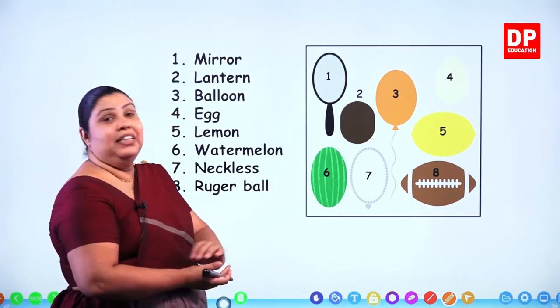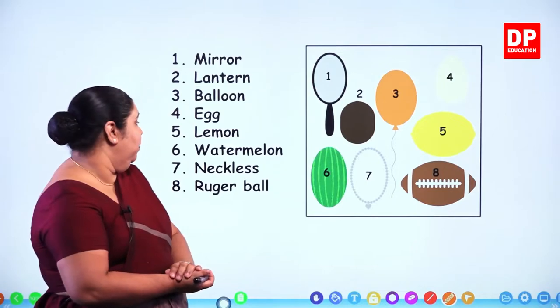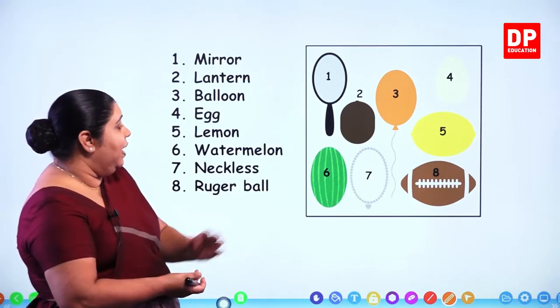So the watermelon is always in the shape of an oval. Very good. Here see. Next one, necklace.